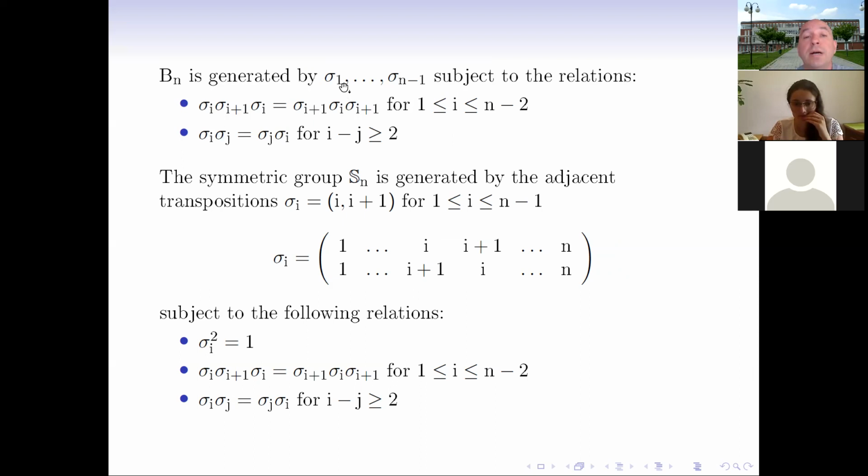If we have a map, a surjective map or epimorphism from one group to another one, the first group is generated by some elements, the second group is generated by other elements, and the morphism sends the first set of elements to the other set of elements. Then the target should have more relations. So they're the same relations as for the braid group, but one additional. And this additional relation will generate the kernel of the map from Bn to Sn.